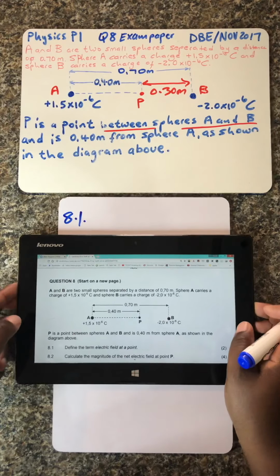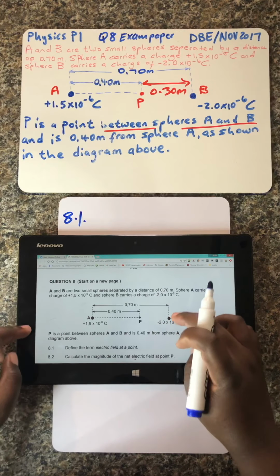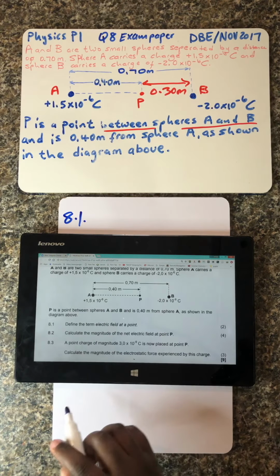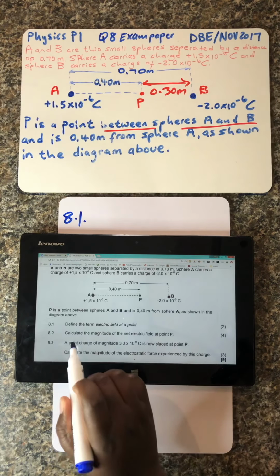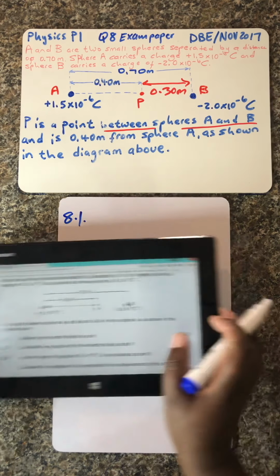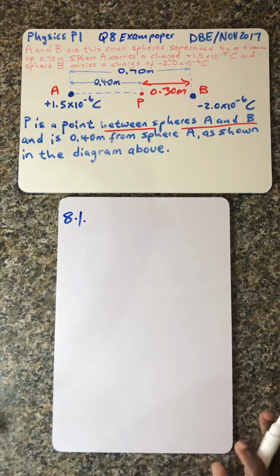So guys, I've just indicated that if you're not able to see, you can just listen as I read the question. This question is not that long, it's not that complicated. They say define the term electric field at a point. This question is allocated 2 marks. So guys, it's very important that you take note of what they want you to define. They said electric field at a point.